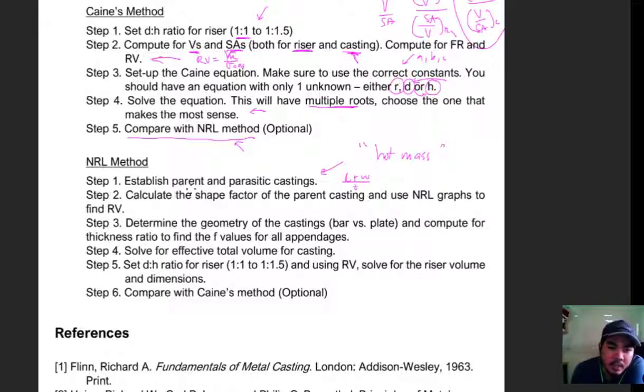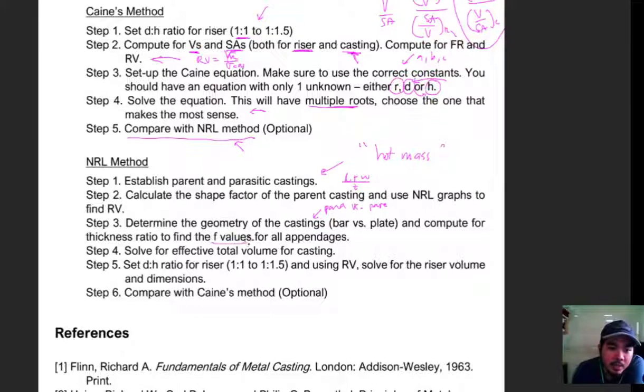NRL graphs to find the relative volume. Then we determine the geometry of the casting, which is either a bar or a plate, as well as the casting, which includes your parasite and the parent. So the parasite and the parent. So establish kung bar ba siya or plate. Tapos compute natin yung thickness ratio so that we can find the F values for all of the appendages.